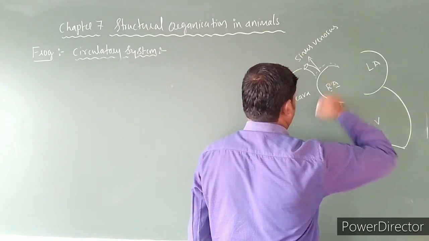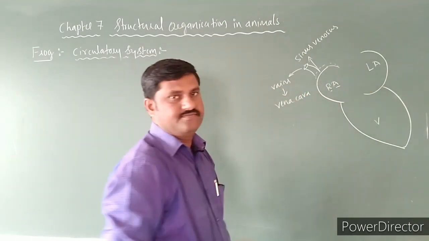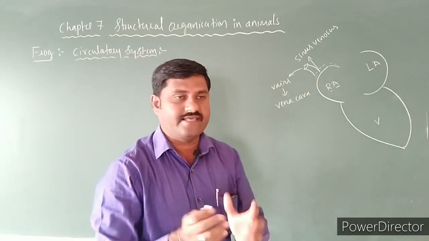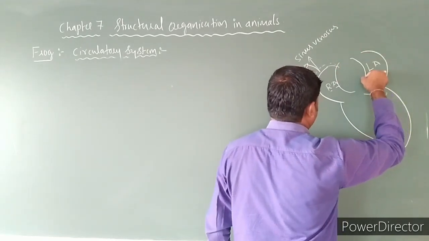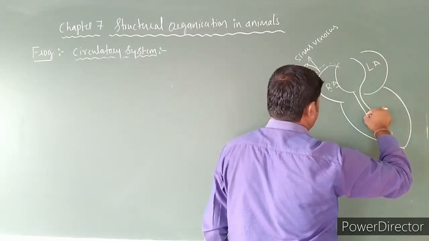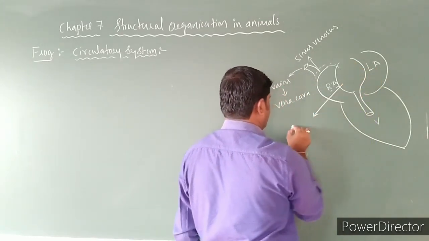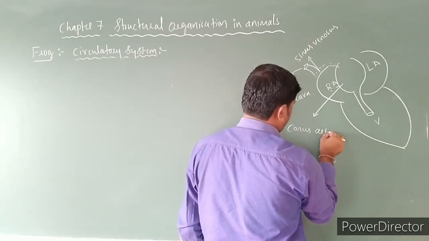So this is one fact. And another fact is, on the ventral side of this heart, there is one sac-like structure that we come across over here, and this sac-like structure is called the conus arteriosus.